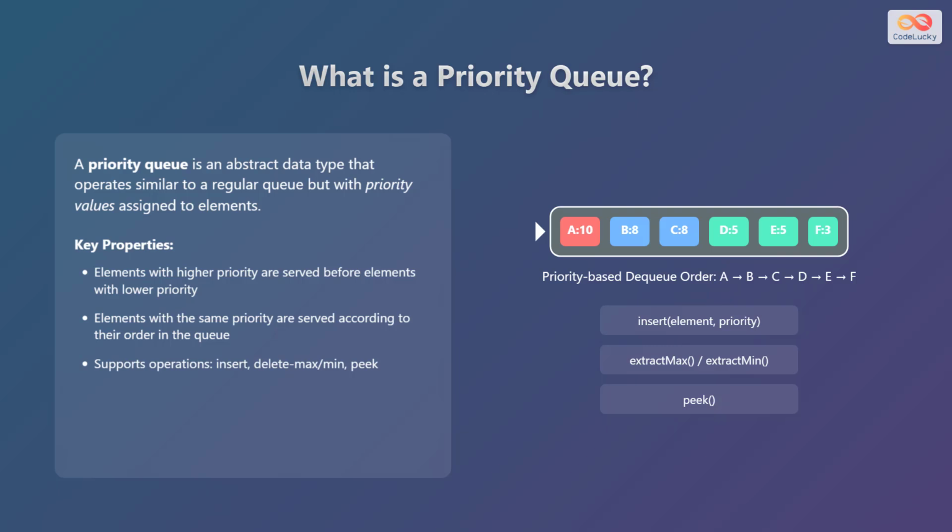Here are some key properties. Elements with higher priority are served before elements with lower priority. Elements with the same priority are served according to their order in the queue. It supports operations like insert, delete maximum or minimum, and peek.